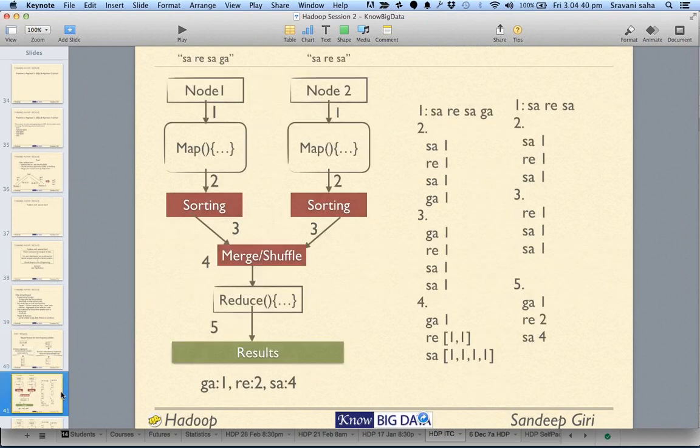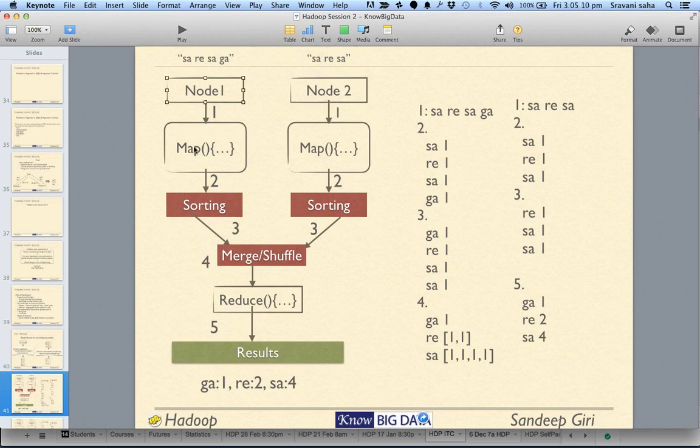Now, this one was just a diagram which showed you a single process. Now, this is what is going on. Say you have two computers, two data nodes containing one block each. For example's sake, I'm saying there are two blocks, each node has one block. The first block contains sa, re, sa, ga as the line, these are the words in the line. And the second node contains sa, re, sa as a single line.